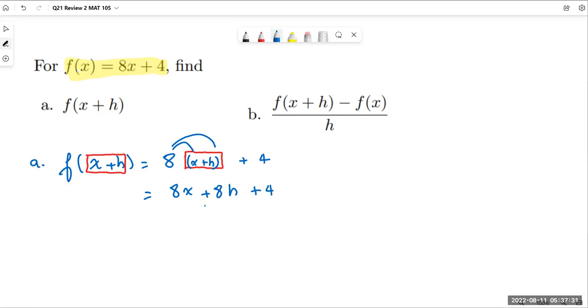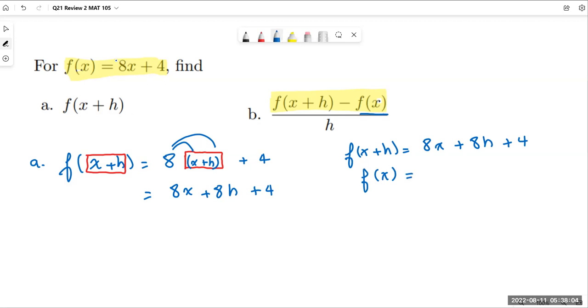We're done. Now, moving on to B, we notice here that we are looking for a numerator, which is f of x plus h minus f of x. All right. So remember that we have already f of x plus h. So I'm going to write it again. F of x plus h equals 8x plus 8h plus 4. And then I'm going to write under it f of x. So f of x right here.